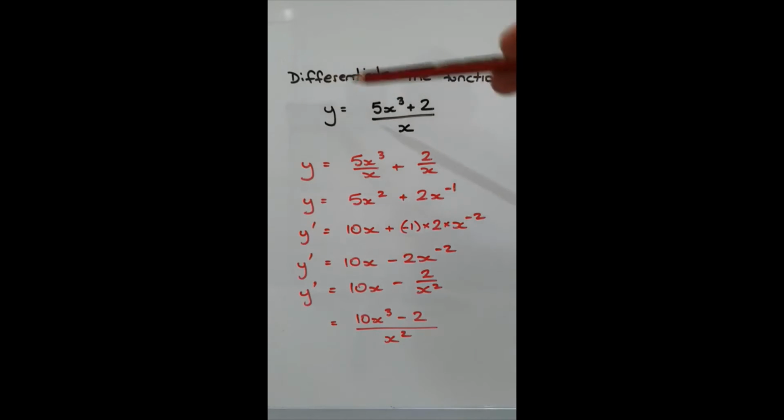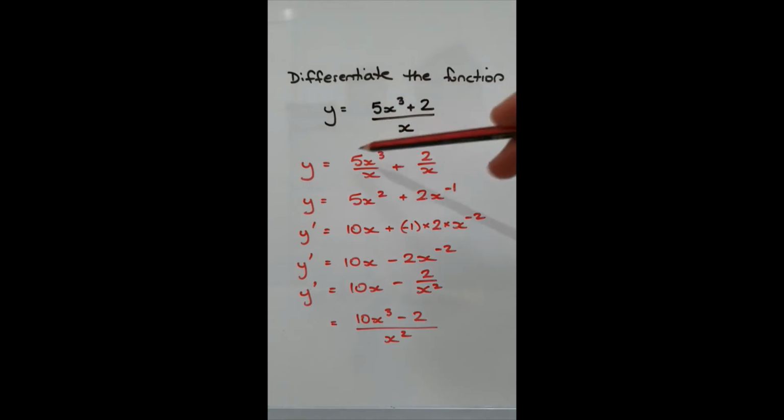Differentiate the function y equals (5x cubed plus 2) all over x. So I'm going to express this fraction as a sum of two fractions, 5x cubed over x plus 2 over x. Now 5x cubed over x simplifies to 5x squared, and the reciprocal 2 over x may be expressed using a negative index as 2x to the power of negative 1. Now we can differentiate this function.